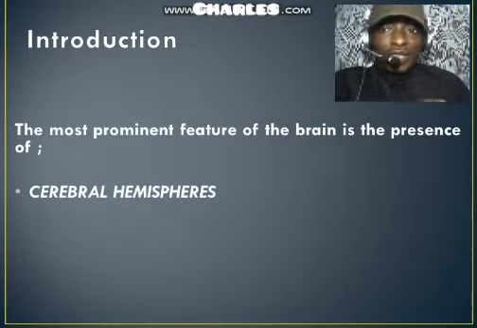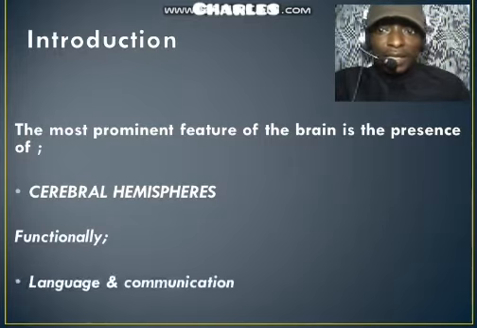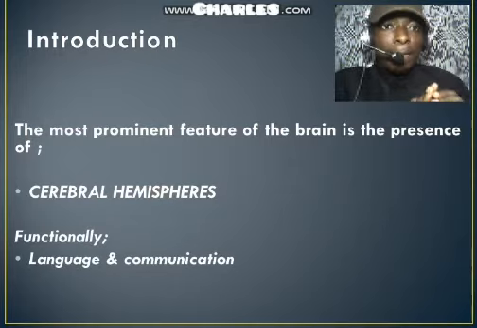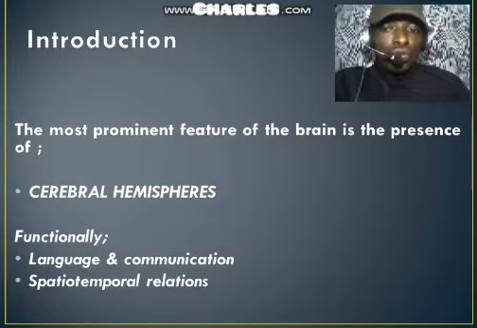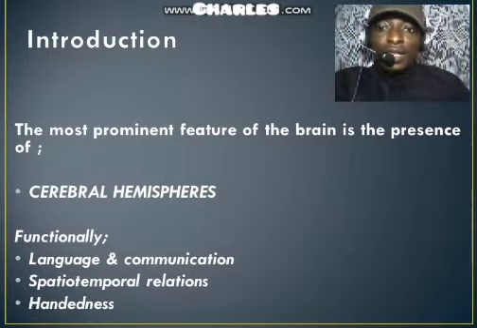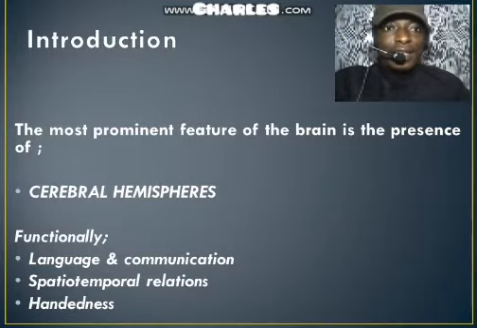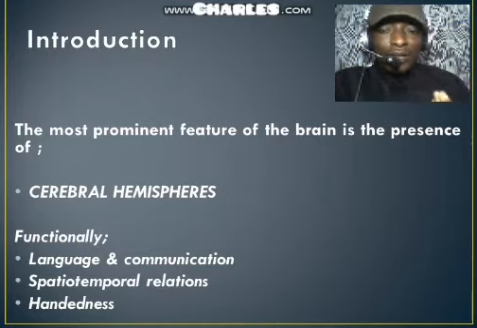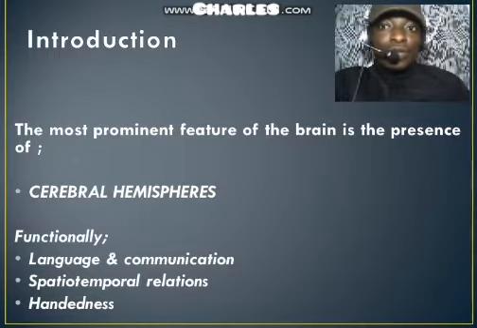The cerebral hemisphere is one of the most prominent features of the brain. Functionally, it is specifically important in language and communication; two, in spatiotemporal relations, or you could call that visual-spatial relations; and thirdly, in handedness, whether you are a right-handed or left-handed person. It is the cerebral cortex that controls handedness. I will look at that as we proceed in this class.